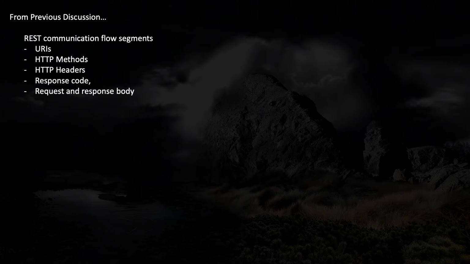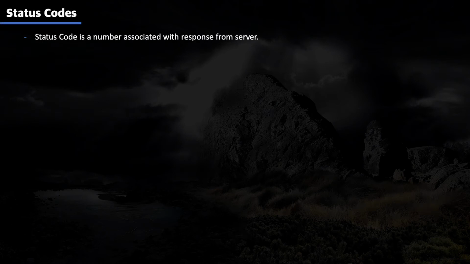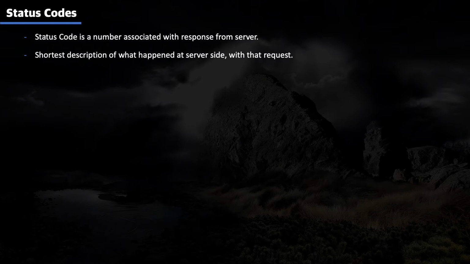So we know about various segments of REST communication such as URI, HTTP methods, HTTP headers, and response and request body. And we also have the response code or status code. To make our communication successful at both client level and server side, the response code is an important part. This code is a number associated with a response from the server, and this number is very important because it is the shortest description of what happened on the server side with that request.